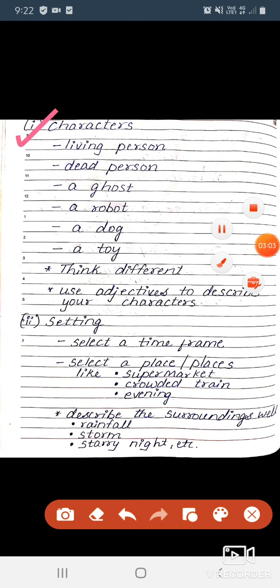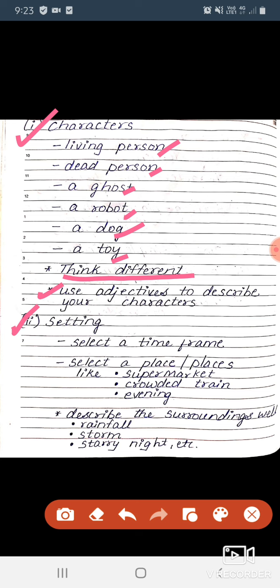The first key element is the character of the story. Now our story can have either a living character or a dead character. The character can also be a ghost, a robot, a dog, a toy, or you can think of any different character which is different than the simple normal characters which all the stories have. Don't forget to use adjectives to describe your characters.